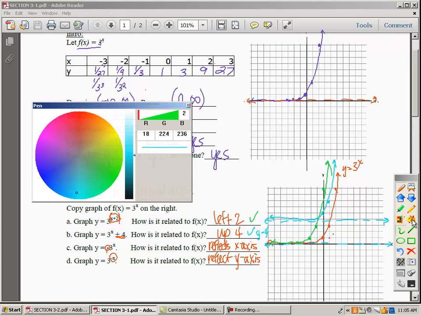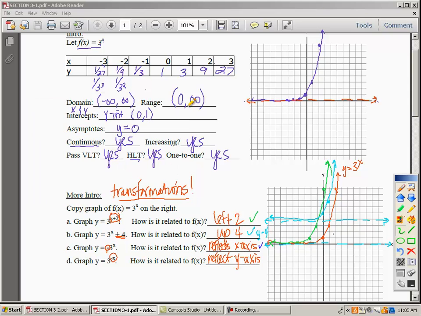Okay, let me go a different color again. Let's see if I can find a nice one. Let's go reflect over the x-axis. So I take my red graph, my original graph, and I reflect each point over the x-axis. And you end up getting this graph. You'll notice the asymptote is still at the y equals 0 line.